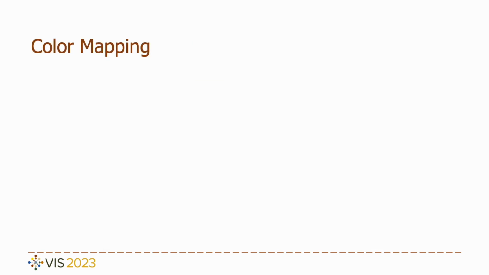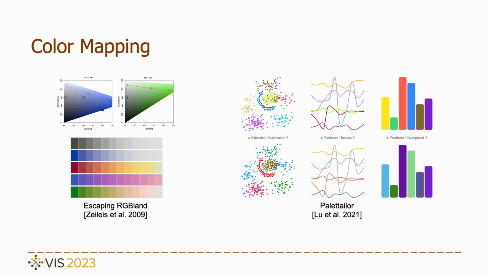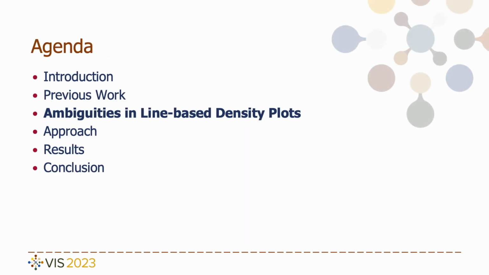The color map serves as a foundation for constructing our density plot. We adopt Gent et al.'s perceptually consistent single-hue color map for density visualization with different hues. Additionally, Lu et al. introduced Palettailor to enhance categorical colorization for perceptual consistency and category differentiation. However, categorical coloring methods used in multi-class scatterplots do not convey the density information essential for our line-based density plots. Next, I will talk about the ambiguities in line-based density plots.